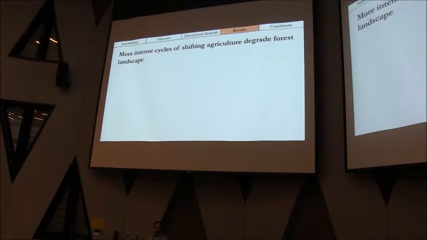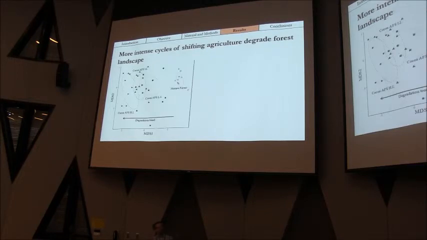Now, in terms of degradation of the forest landscape, talking about species composition, it looks like more intensified systems also degraded this landscape. As you can see here in this ordination plot, this is basically an analysis of the species composition. So every single point represents one plot in these areas. The closer they are, the more similar they are in terms of species composition.